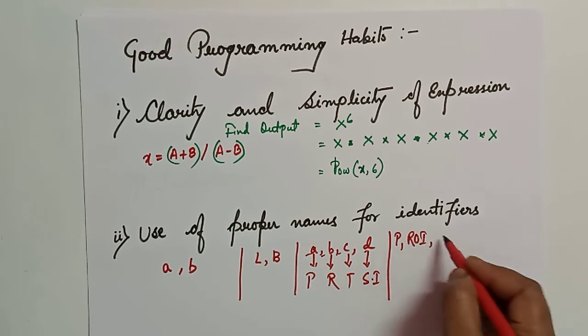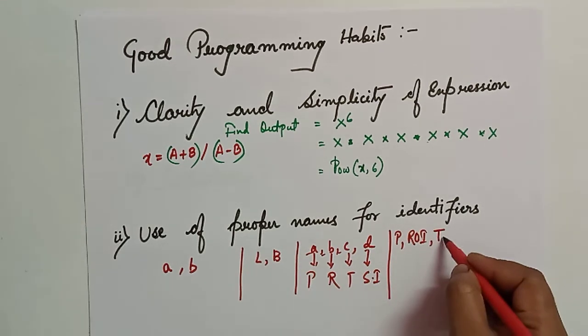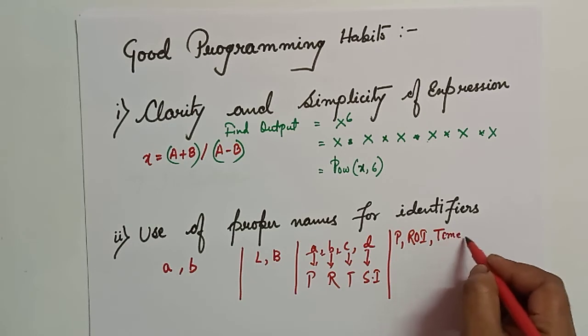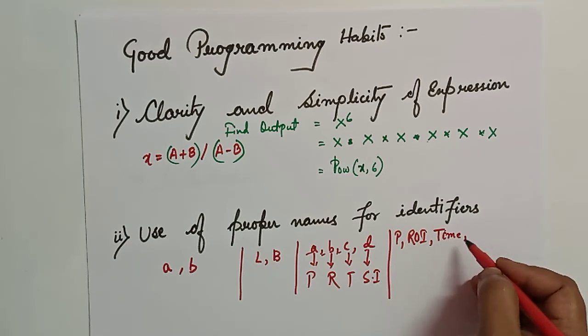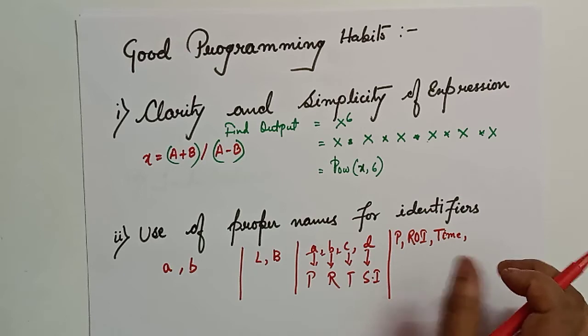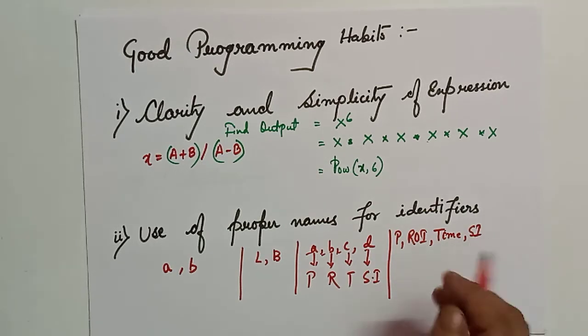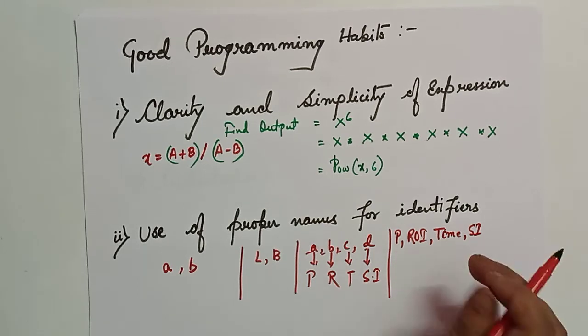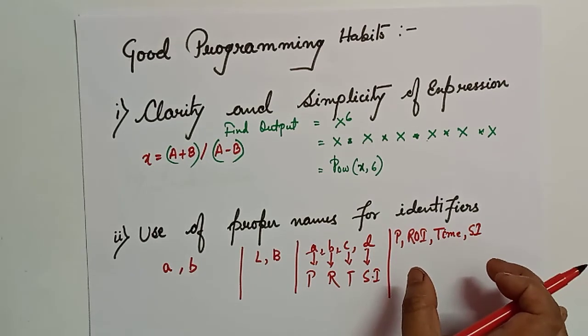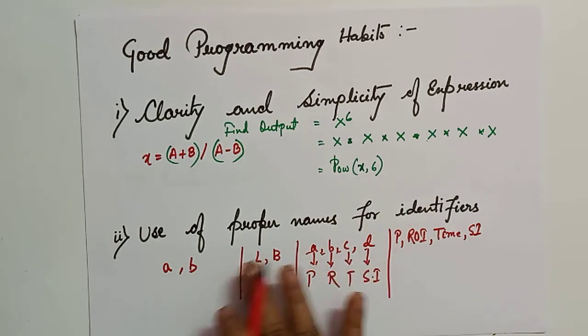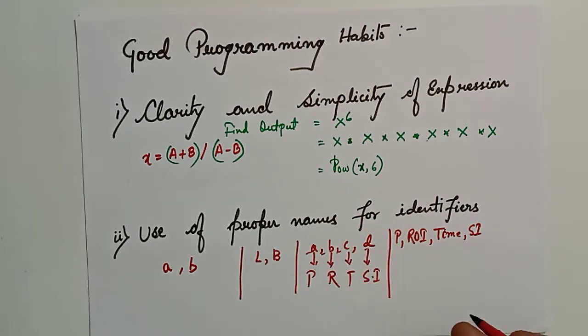Fine, but instead of declaring A, B, C, D, let's say I write P, ROI, that is the rate of interest, T, or let's say time. It may take more time to declare a variable, but it increases the readability of the program. For simple interest, I write SI. Now from the names of the variables, the purpose is clear. So proper names of identifiers, whether we declare a variable or a function, should have some meaning, so that when the program becomes complex, it will be easier to understand.